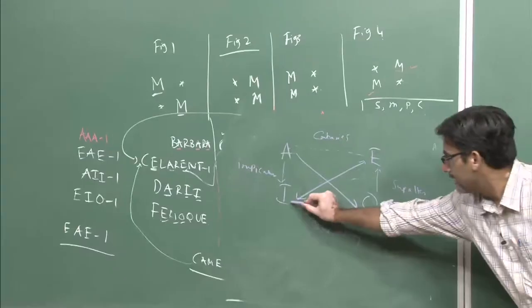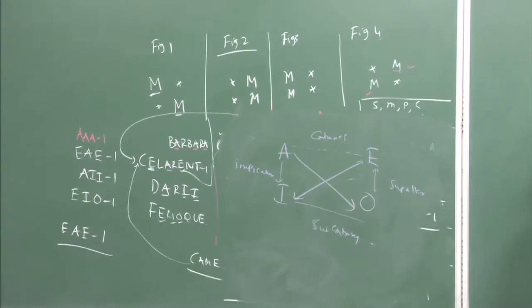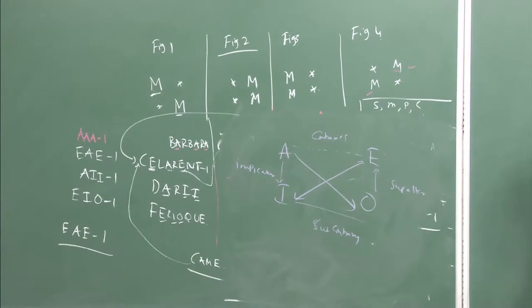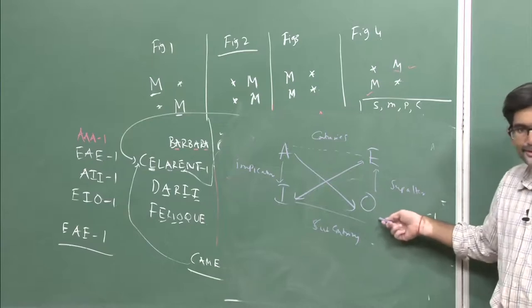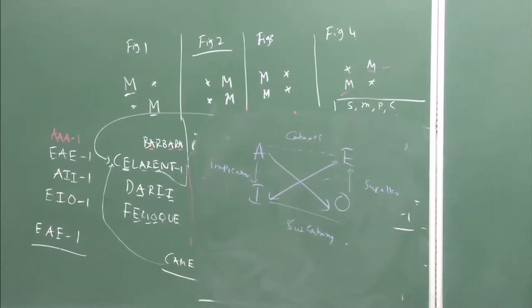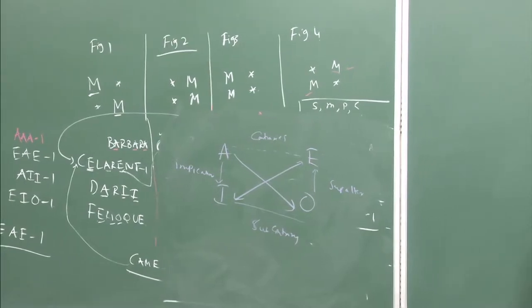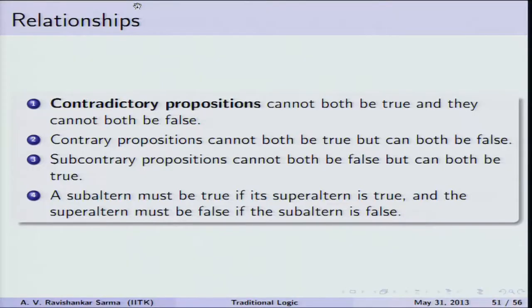But in the case of subcontrary propositions, I and O, they cannot both be false, but can both be true. That is, some cats are dogs and some cats are not dogs cannot both be false. And a subaltern must be true if its superaltern is true, and the superaltern is false if the subaltern is false. So these are the relationships between A, E, I and O.